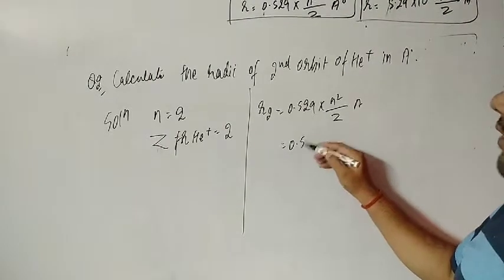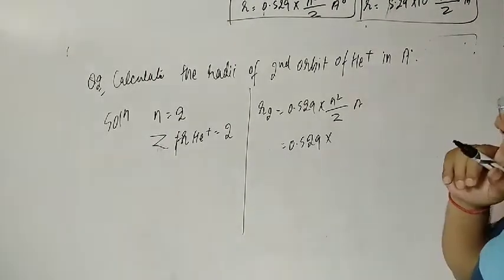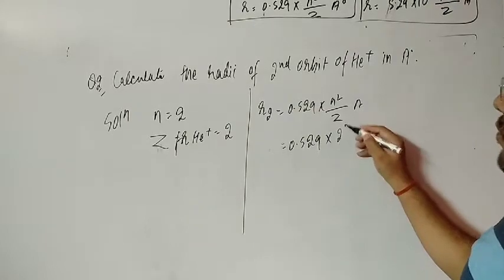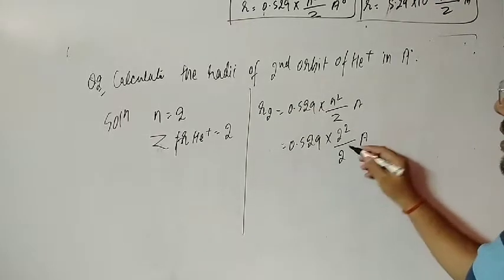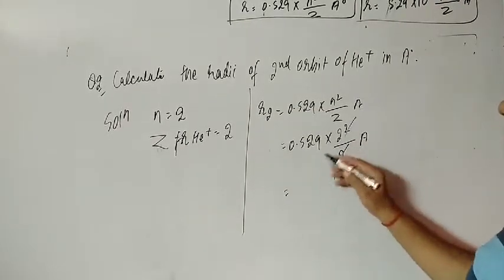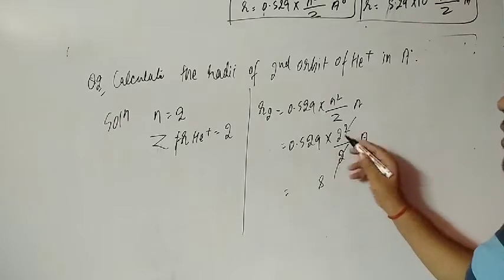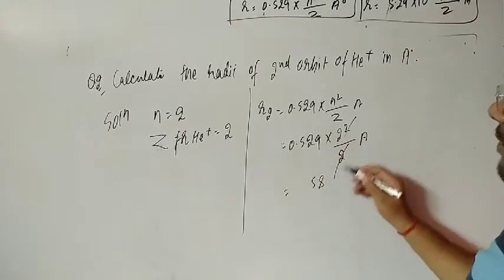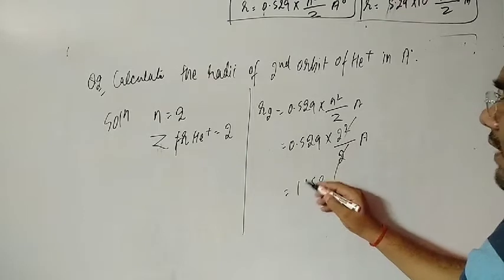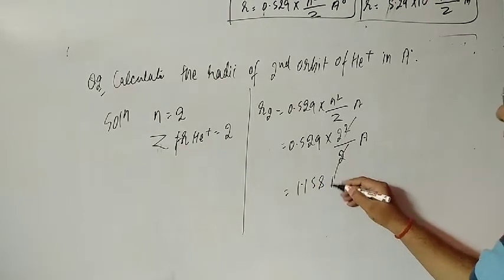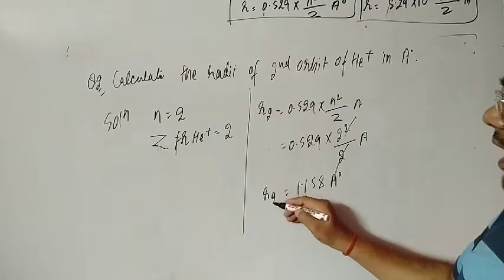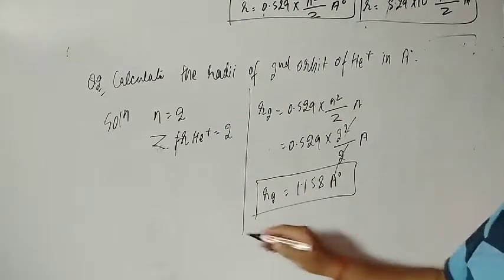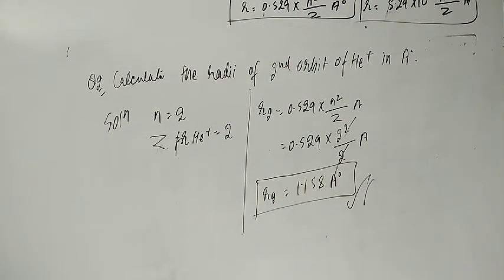So here it is 0.529 into n value, that is 2 square, divided by 2 angstrom. The 2 cancels out, and multiplying gives 1.158 angstrom. So this is R2, 1.158 angstrom, the radius of the second Bohr orbit of helium plus.